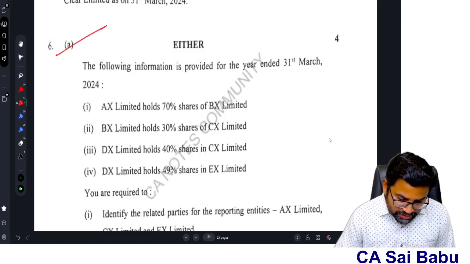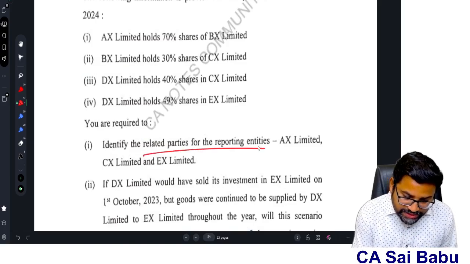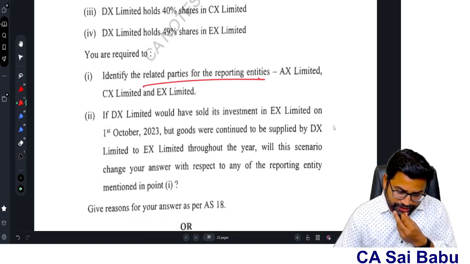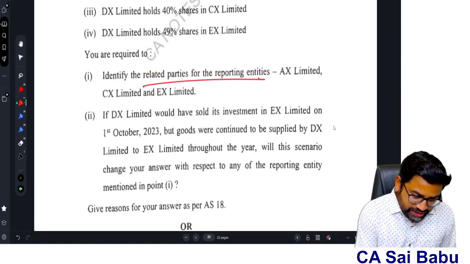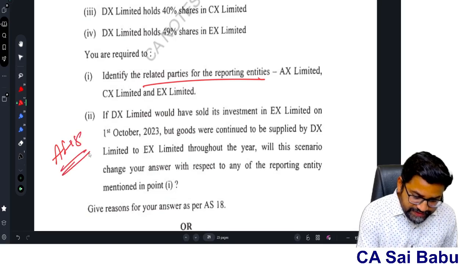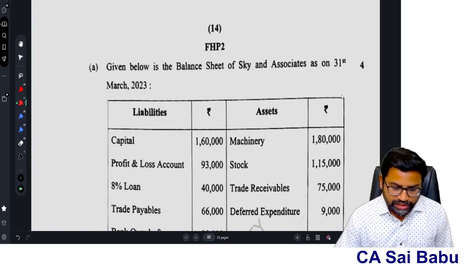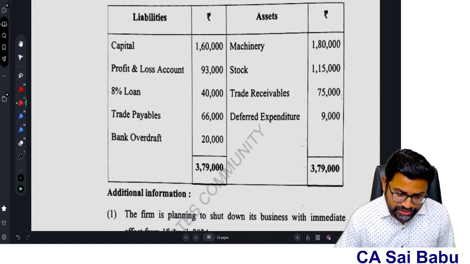See, this question is related to related party transactions, sir, again. This question is also very simple. Accounting Standard 18, related party transactions, questions they have asked here. With a little bit of knowledge of reporting related parties, I think you can do this.